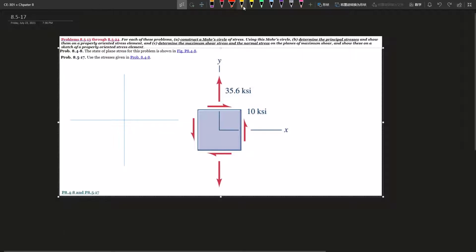Alright, so for problem 8.5-17, it requires you to do all these things. I'm not going to read it, it's too much reading. But yeah, it's another Mohr's circle question.